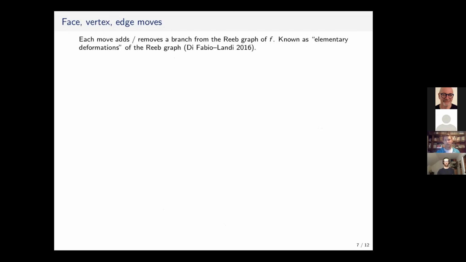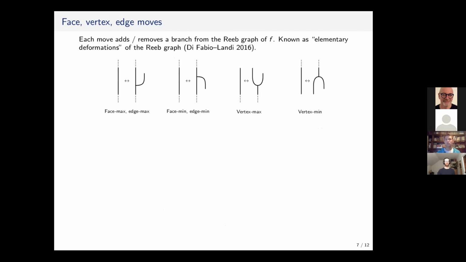Connecting this back to some of the invariants of the Reeb graph of F, these changes that I just talked about, the face, vertex, and edge moves, they add or remove a branch to the Reeb graph of F. And these specific changes to the Reeb graph were studied by De Fabio and Landi in 2016, and they called them elementary deformations. So these authors studied just the Reeb graph and changes to it, not really looking at the functions where they come from, but it's nice to know that these changes that they consider elementary, those are the ones that we also found to be elementary.